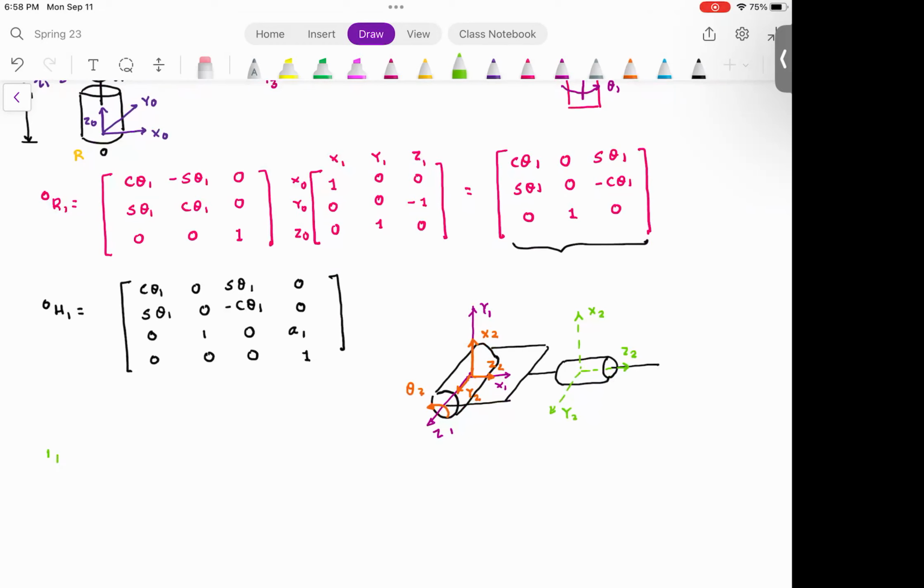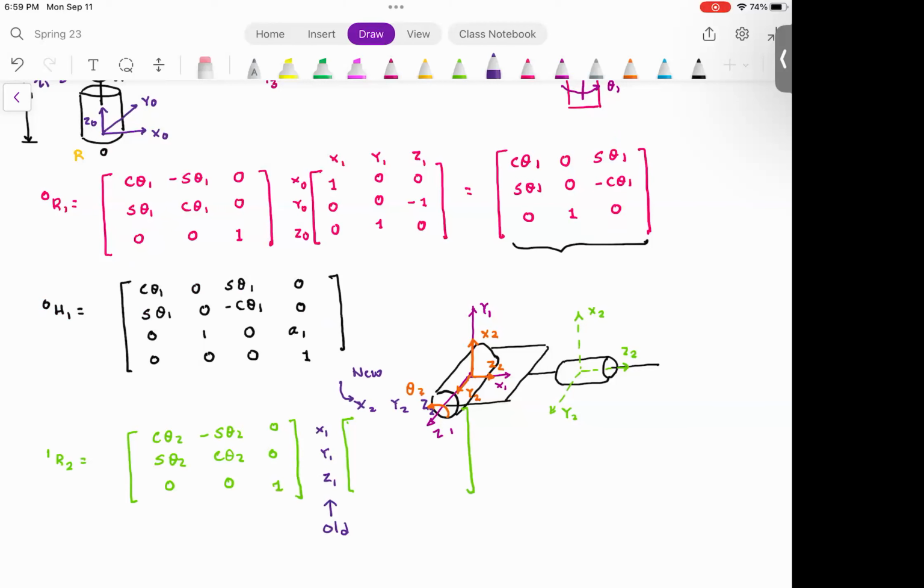So I will write 1R2: cosine theta 2, minus sine theta 2, sine theta 2, cosine theta 2, 0, 0, 0, 0, 1. And remember, we cannot eliminate the projection matrix that has to be there, x1, y1, z1. So please understand, this is the old frame, x2, y2, z2 is the new frame. Now x2, where is x2? X2 is aligned with y1. Y2 is aligned with z1. And z2 is aligned with x1.